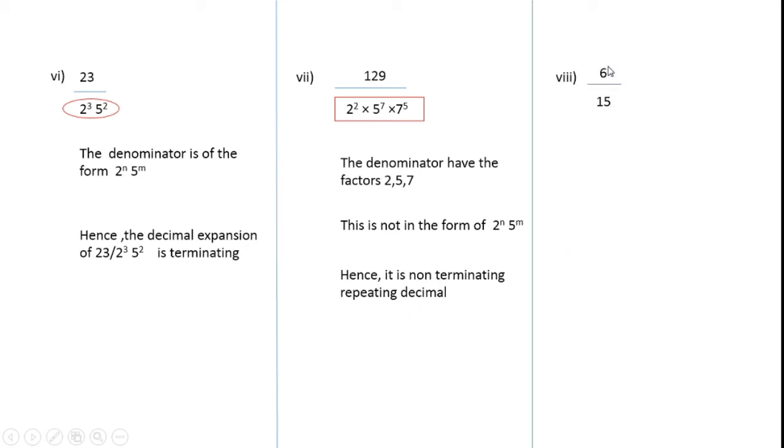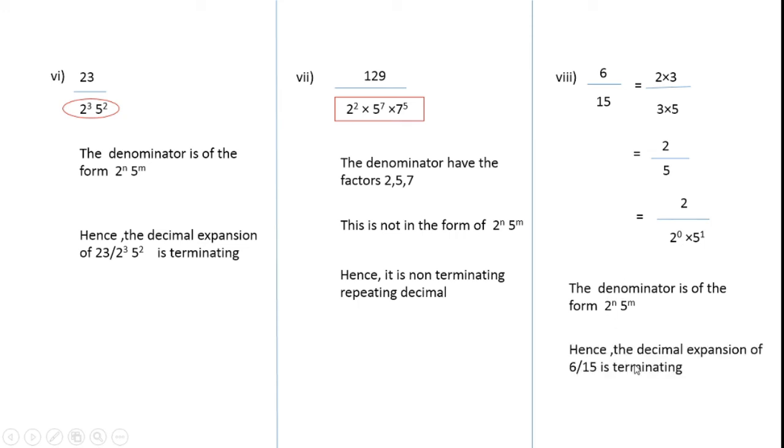The next one, 6 by 15. How can we write 6? 2 into 3. This 15 we can write as 3 into 5. By simplifying, we will get 2 by 5. See, this is of the form 2 to the power n, 5 to the power m. Hence, we can say that the decimal expansion of 6 by 15 is terminating.